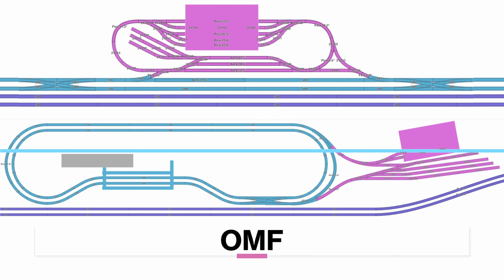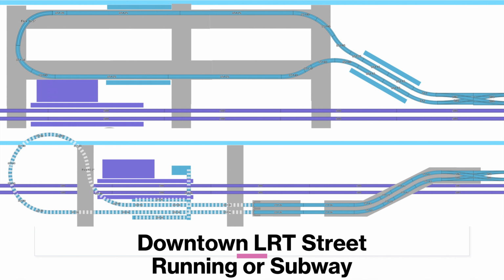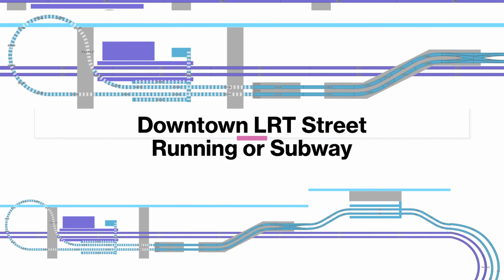So there is a way that you can integrate this with regular operating sessions. Also, if you have a downtown area or a Union Station, you could maybe have a segment of LRT street running, or maybe a subway system running below grade. I think this is a nice and fun way to modernize the traditional club layout trope of a subway looping below grade. This is much more relevant to modern cityscapes.